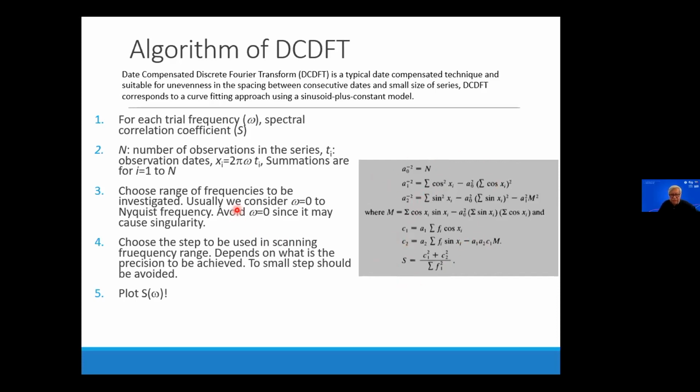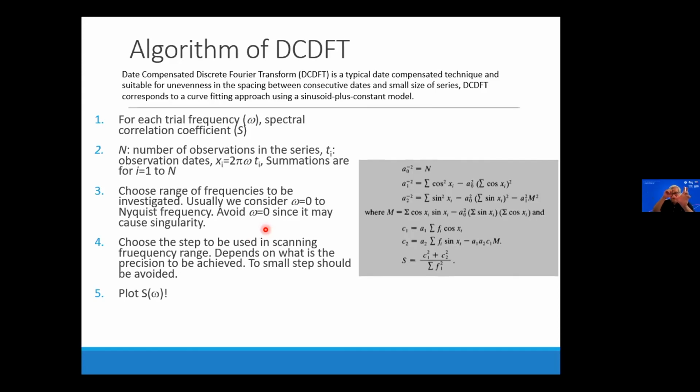Choose the range of frequency to be investigated. Usually, we consider omega equal to 0 to Nyquist frequency, but please avoid omega 0 since it may cause singularity, because some of the calculation may use omega in a denominator. So you can start from omega 0.01 or 0.001 up to 0.5. Okay, it's not a very big span.